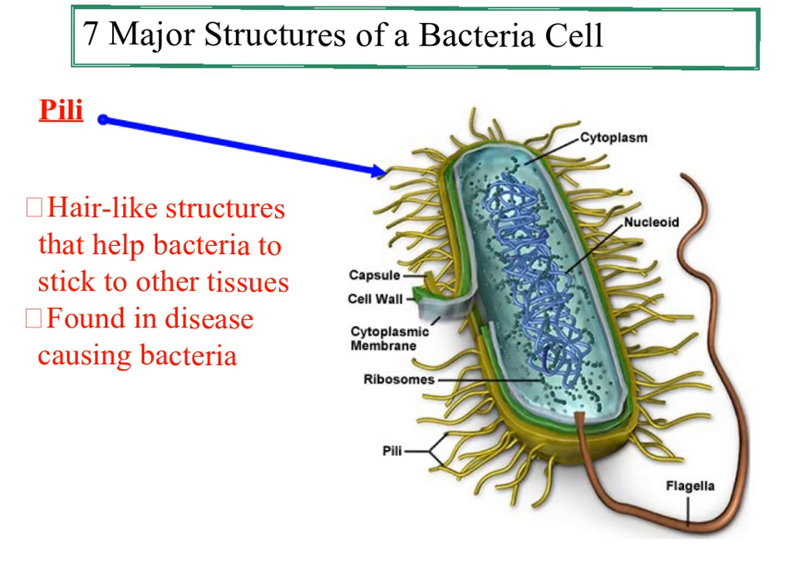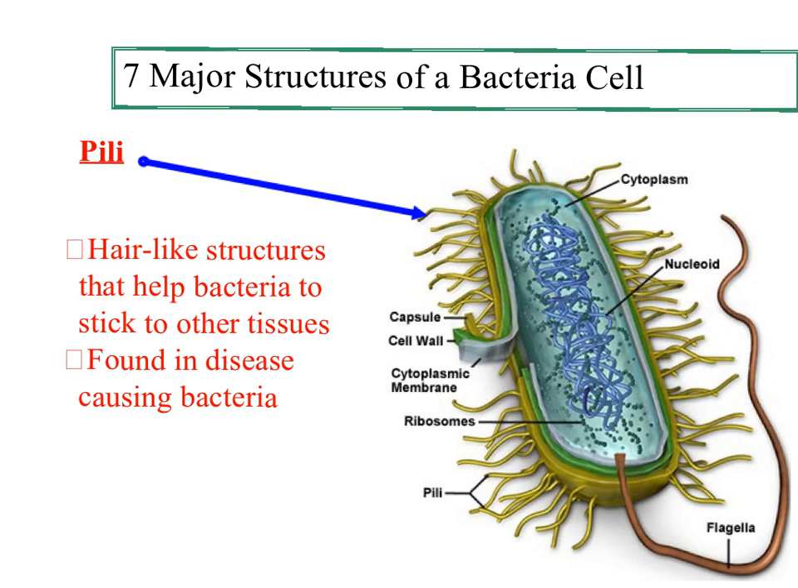Okay, last one, the pili. The pili are these hair-like structures embedded in the capsule of the bacteria, and these pili help the bacteria stick to other things, whether it's a tissue, other bacteria, surfaces, whatever. They're often found in bacteria that are pathogenic, so disease-causing. Now, later we will talk about cilia, and so pili are not to be confused with cilia. The purpose is totally different.